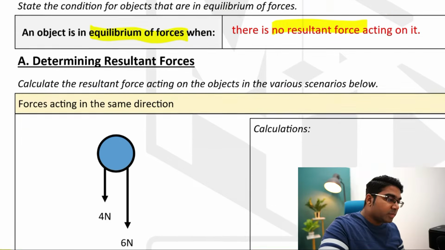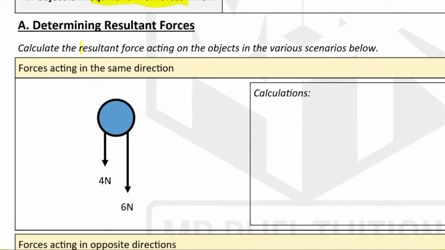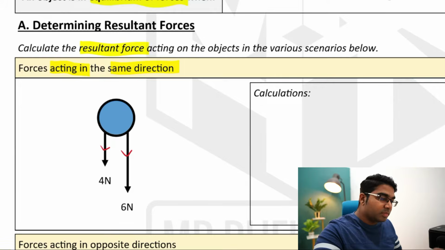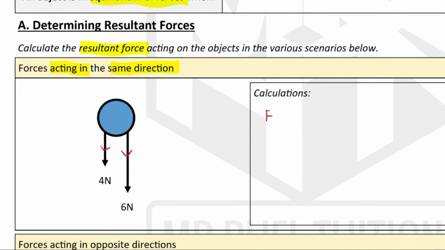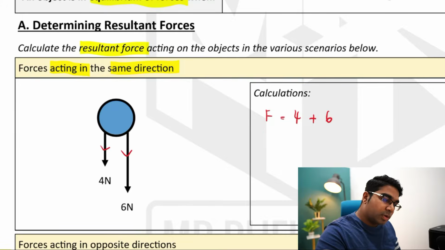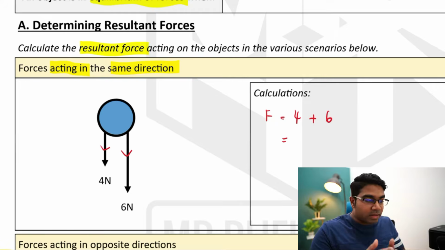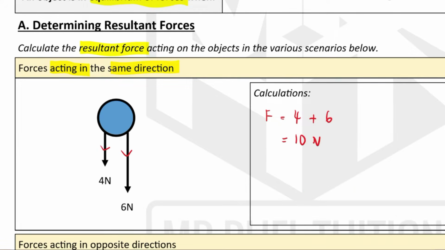Let's start by determining resultant forces. Calculate the resultant force acting on objects in various scenarios below. First, let's look at forces acting in the same direction, such as this. Both the forces are acting downwards, and so the vector sum, the resultant force, we call this F, will be 4 newtons plus 6 newtons. Since both are in the same direction, as vectors, you can just add them together. So this will be 10 newtons.